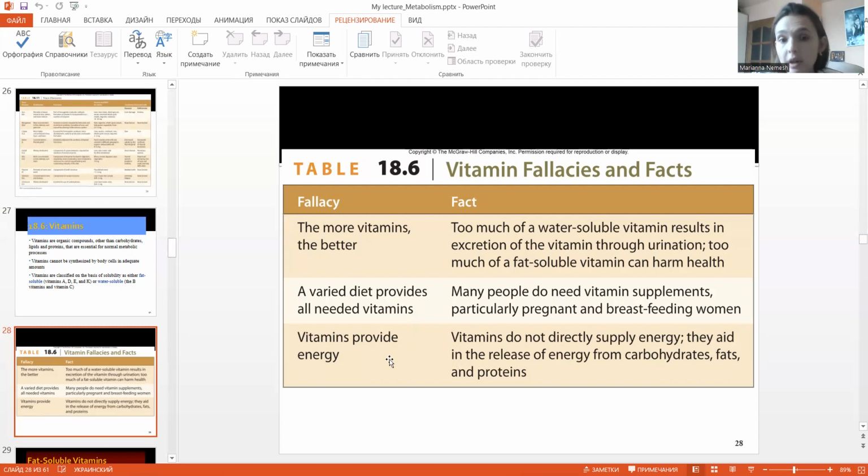Fallacy: vitamins provide energy. Generally, vitamins do not directly supply energy. They aid in the release of energy from carbohydrates, fats, and proteins. So it means they do not have a direct function in producing energy, but indirectly they affect it. Fallacy: a right diet provides all needed vitamins. Many people do need vitamin supplements, particularly pregnant and breastfeeding women. But generally, if the food is varied, you do not need additional vitamin supplements.